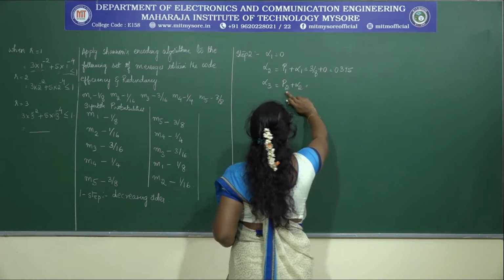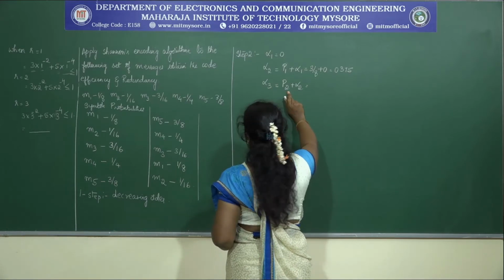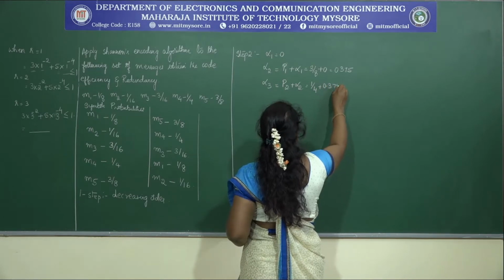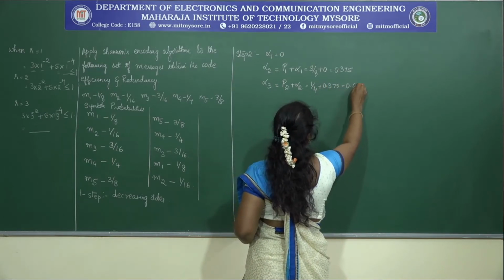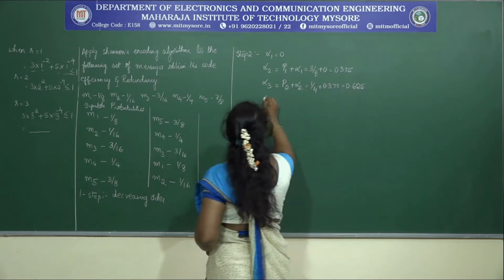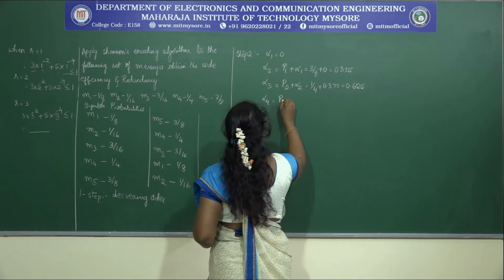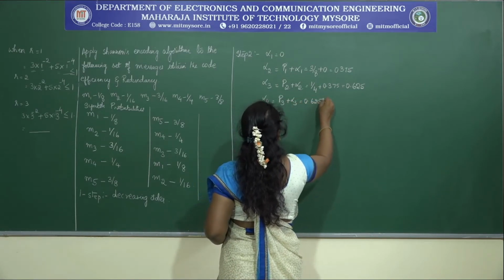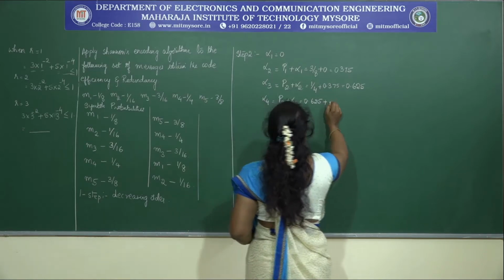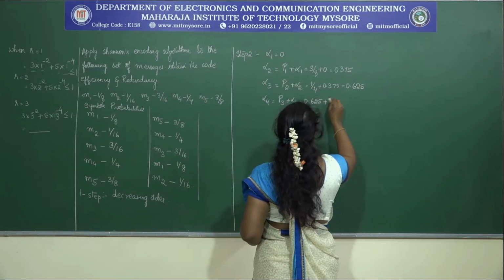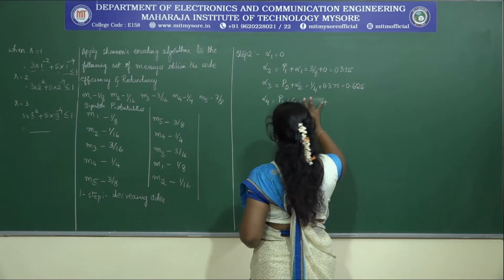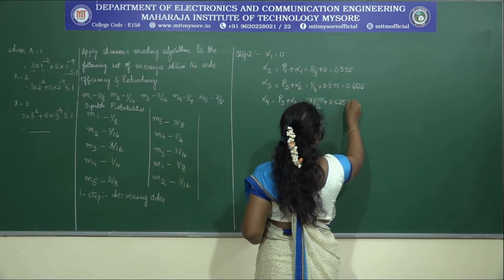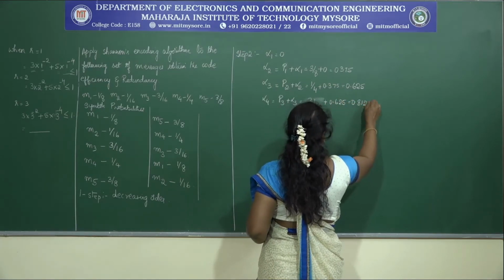P2 is nothing but 1 by 4 plus 0.375, which gives 0.625. Then we have alpha 4, which is equal to P3 plus alpha 3. The P3 value is 3 by 16 plus 0.625, which gives 0.8125.